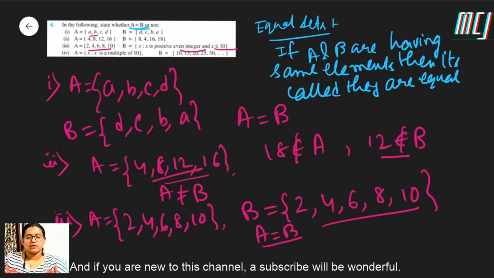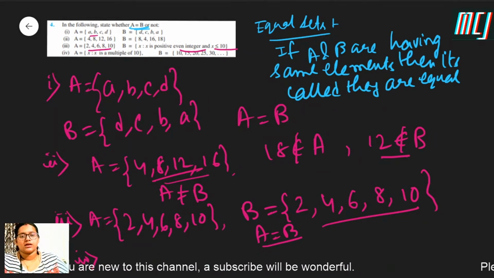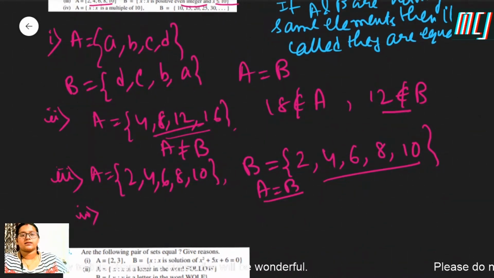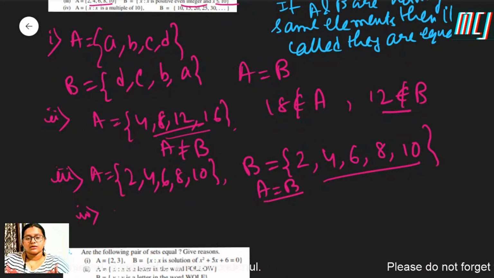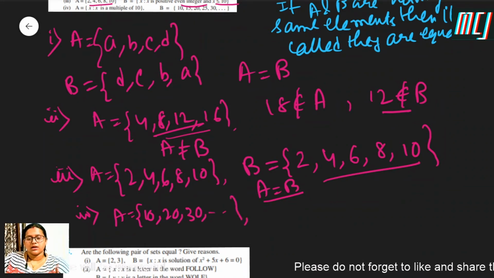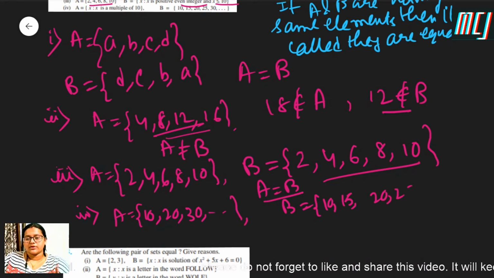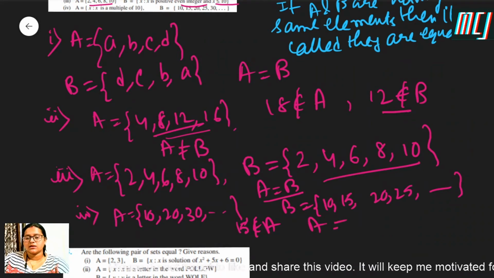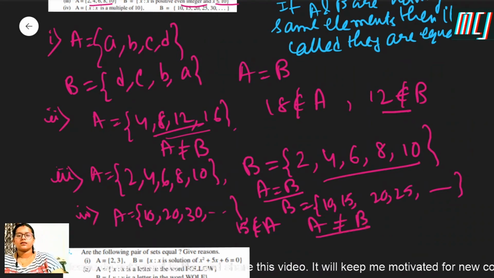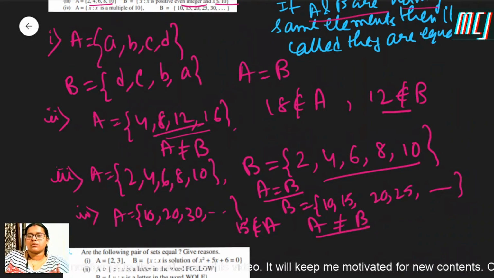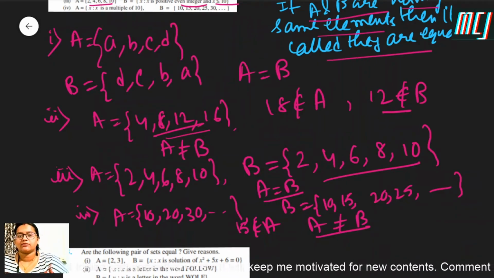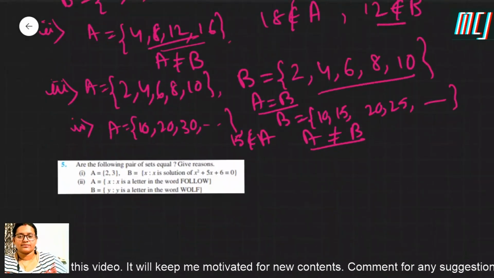Clear? Now see 4. What is it telling here? x such that x is a multiple of 10, that means A is 10, 20, 30 and so on, and B is given as 10, 15, 20, 25 and so on. So 15 does not belong to A. That means A is not equal to B. You should remember these definitions so that you can easily find which are equal sets and which are non-equal sets.